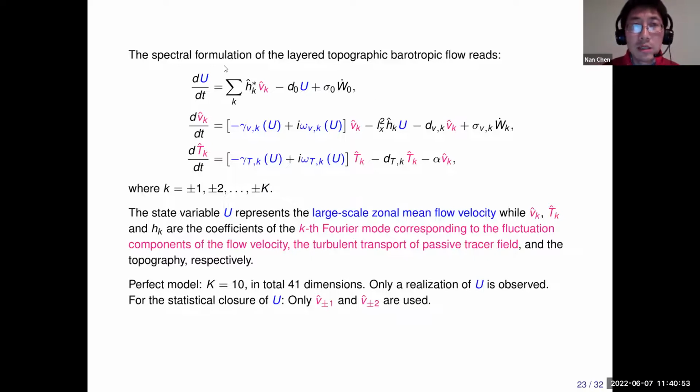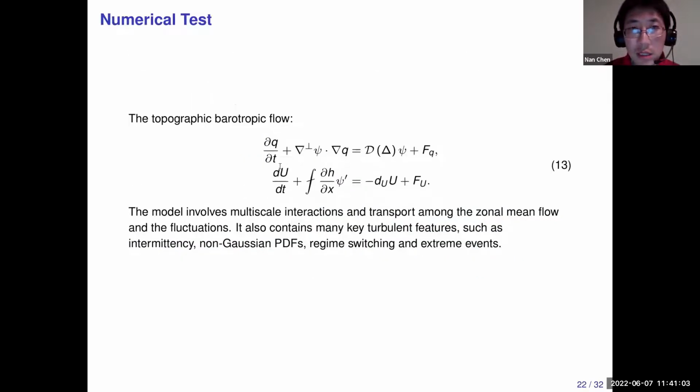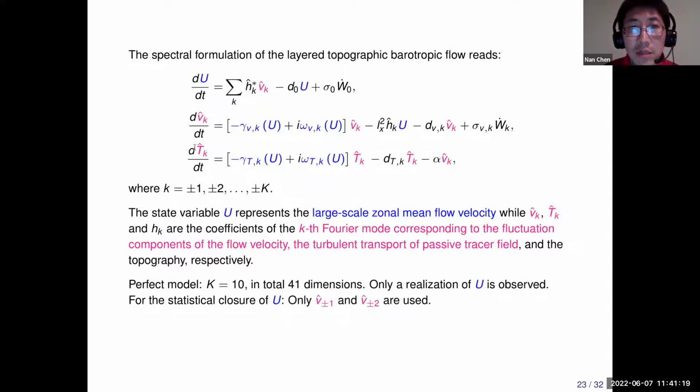So here we just use a spectral method, and we can write down the spectral formula of this layered topographic model. After we do this spectral decomposition, this larger scale variable u will be retained, and the q is the vorticity, because here stream functions are related to each other. And the h here is a topographic effect, which is kind of a forcing. Beyond that, we also add a passive tracer here. So eventually we have a large scale zonal mean flow u, which goes from the west to east. And we have many fluctuation modes, v_k.